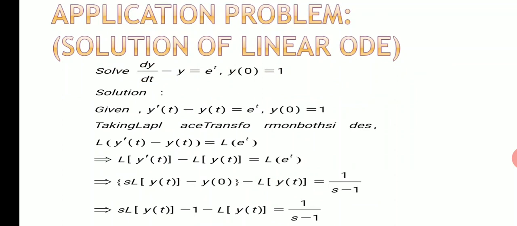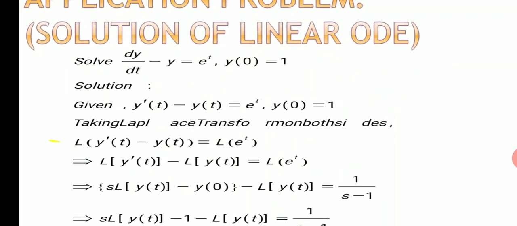Already we know that the Laplace transform has its domain in t, so f(t), that is y(t). So dy/dt can be written as y'(t), a function of t. Then y'(t) minus y replaced by y(t) equals e^t, with y(0) = 1. Just we replace the given equation by its normal form.